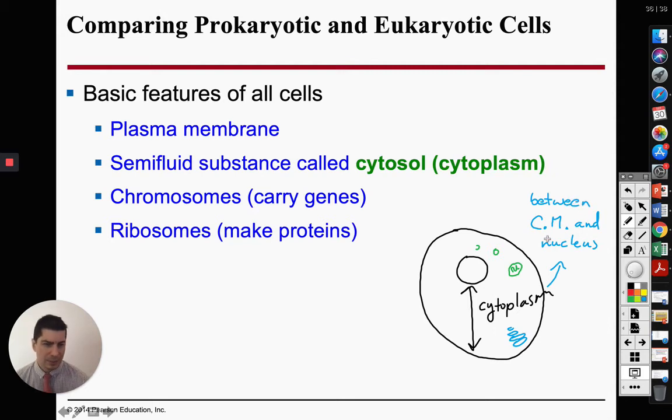So it's the area between the cell membrane and the nucleus. Whatever's in there is part of the cytoplasm. Okay? How is this different than the cytosol?